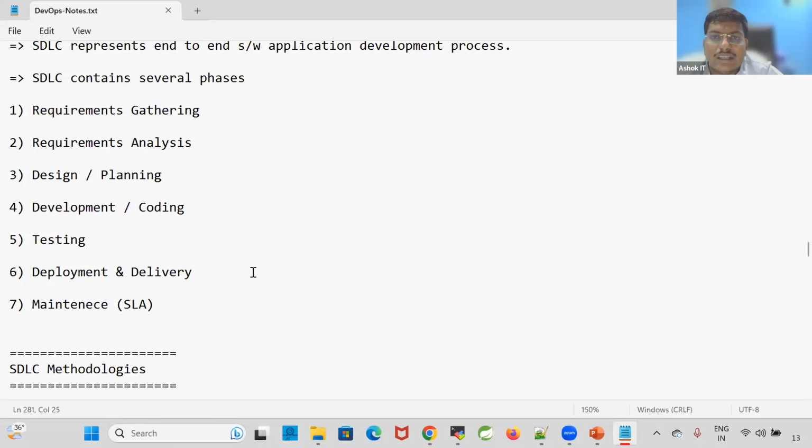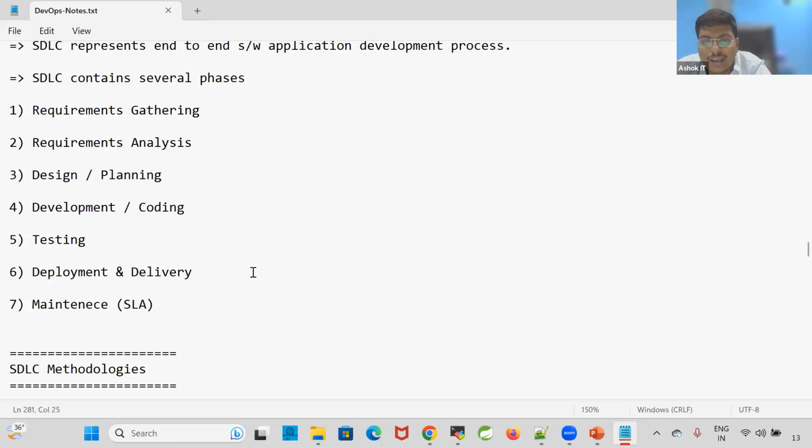In the project, developers will be available and an operations team will be available. Developers are responsible for writing the code. The operations team is responsible for deploying that code and delivering it to the customer. So every DevOps engineer should be involved in the SDLC methodology. SDLC phases will be available, and DevOps engineers also will be part of all the phases in the SDLC.